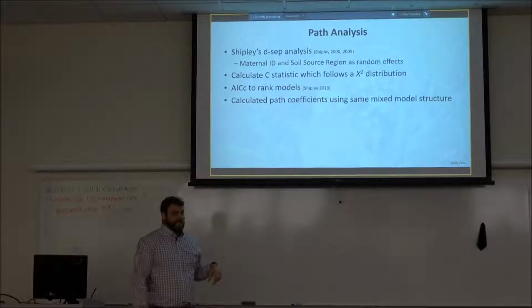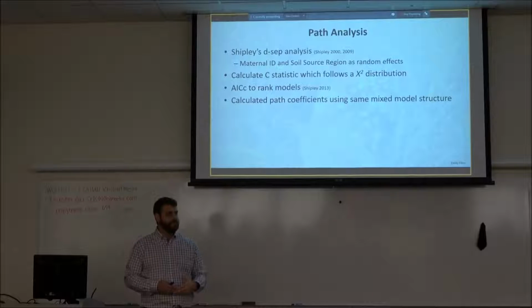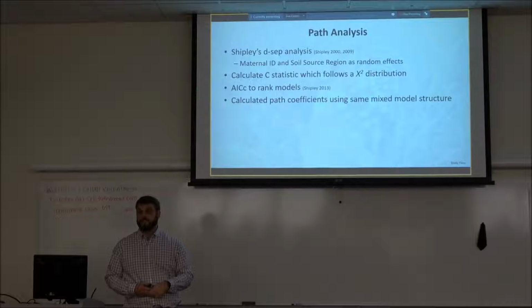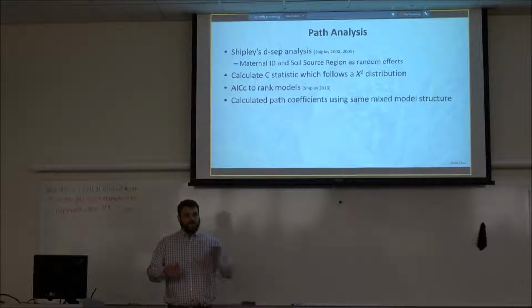We then used the d-sep analysis to calculate a C-stat, which basically follows a chi-square distribution and basically informs us of model fit for each model. So we had 4 models. The 4 models I just talked about for yearling, 2 and 3-year-olds.